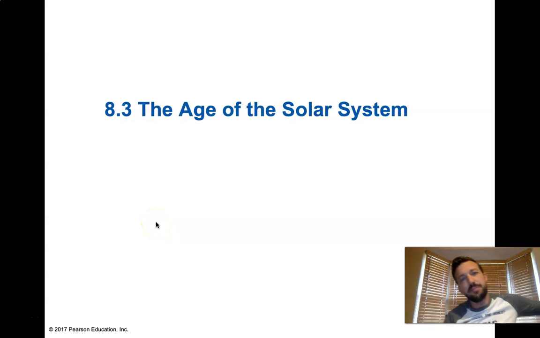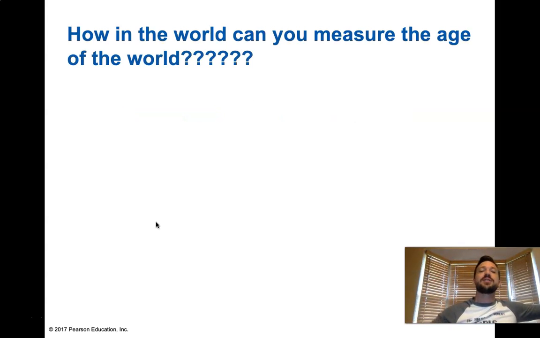Okay, guys, 8.3, the age of the solar system. So this section is the last section, and it is about how old our solar system is and the things inside and how we know this. Okay, so first thing, how in the world can you tell me how old the world is? Like, how do you figure this out? Okay, so first off, let's start off with how old the solar system is. It's about 4.5 billion years old.